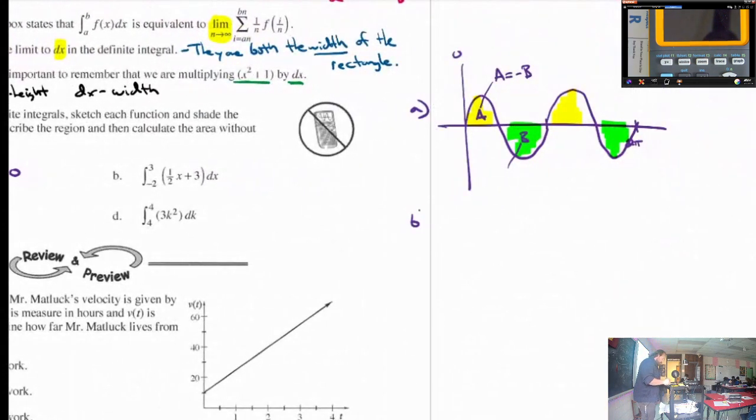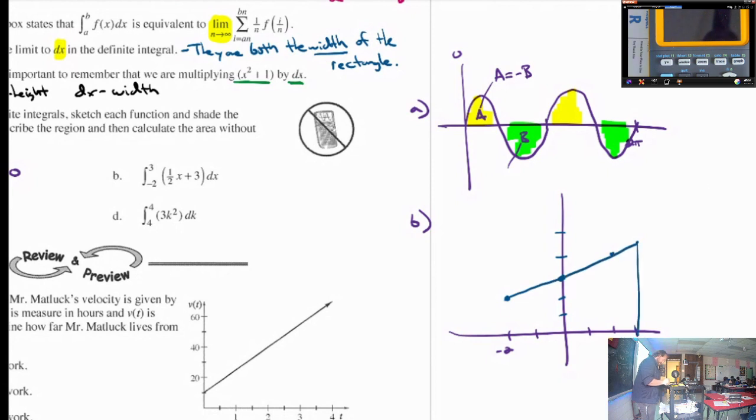B is a linear equation. Again, we're looking from negative 2 to 3. It's 1/2 x plus 3. So I always start with the y-intercept. 1, 2, 3, right there. The slope is 1/2, so if I go back in time 2 steps, I'll go down 1, right there. And then 3, let's see, over 2, up 1, and then it's going to be about halfway through right there. So it looks kind of like this.